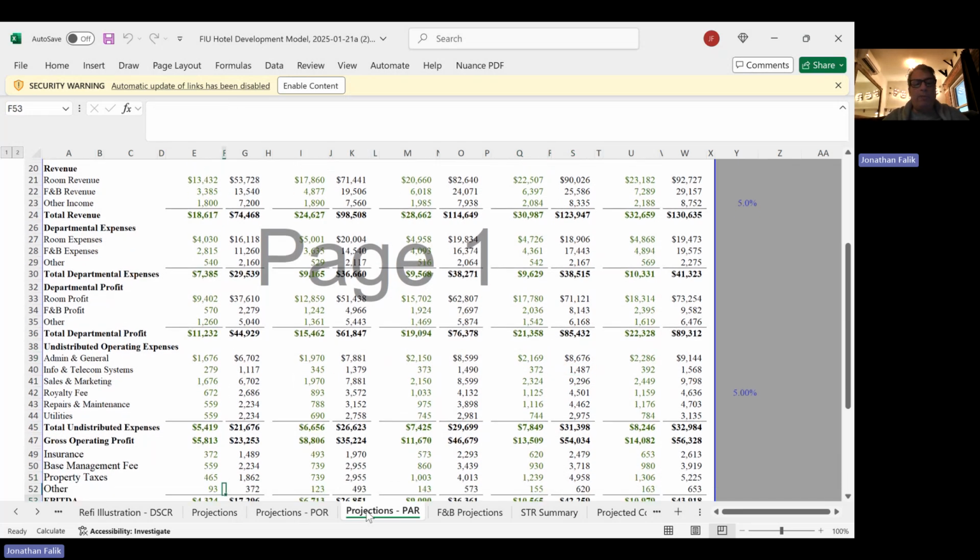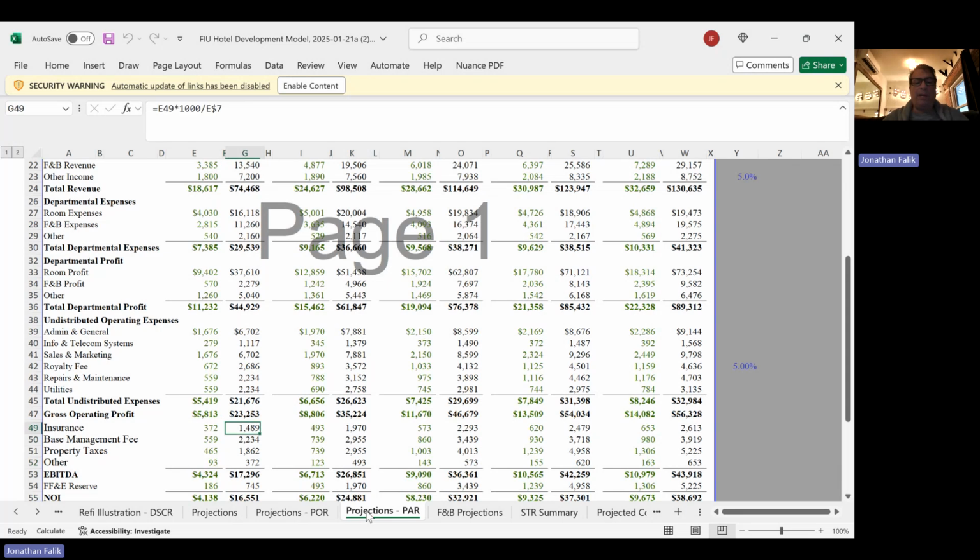Per available room is used most importantly for insurance, right? Which right here we have 372,000 or 1489 per available room, and property taxes. Why? Because the property tax assessor pays a little bit of attention to how much your occupancy is, but pays a lot of attention to how many rooms you have and what your square footage is. And once stabilized, whether you're 10 points higher or lower occupancy, they're probably going to assess you with the same property tax.